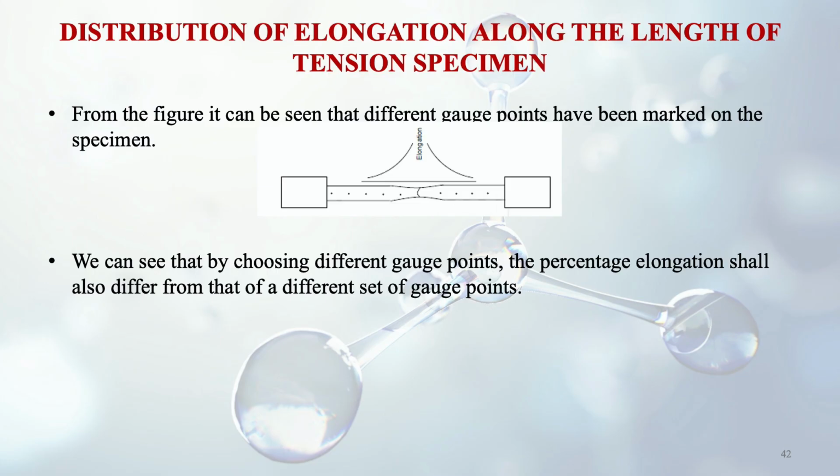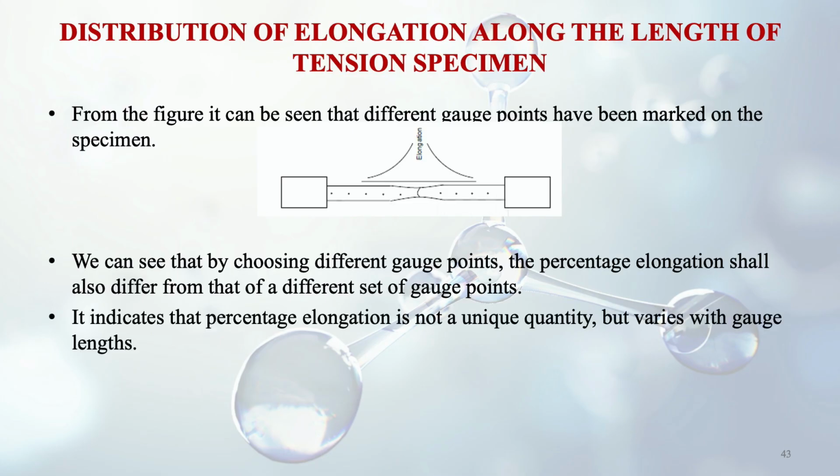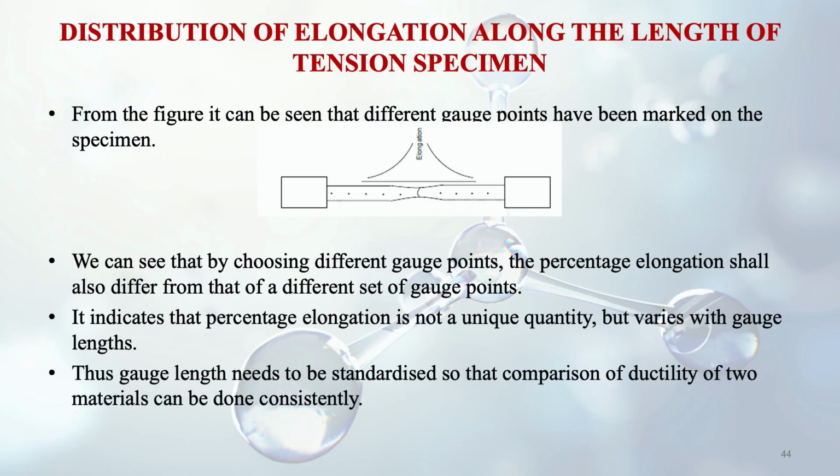Suppose I take the inner two gauge points from both the sides, then that elongation will be different from the two points which are at the outermost part. So the gauge length can vary depending upon the point which we are choosing. It indicates that percentage elongation is not a unique quantity but varies with gauge lengths. Thus, gauge length needs to be standardized so that comparison of ductility of two materials can be done consistently.